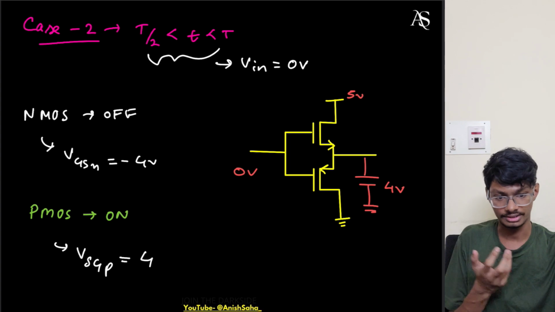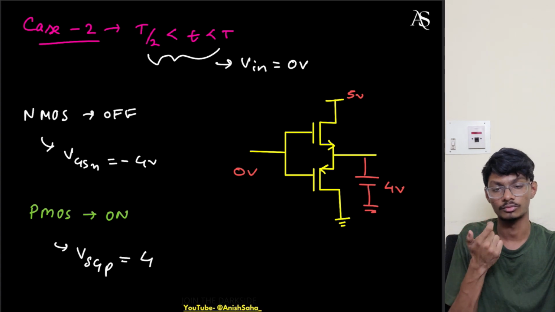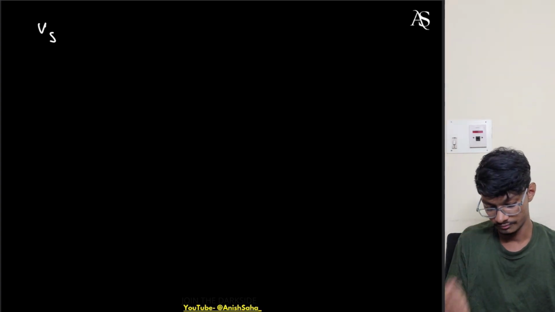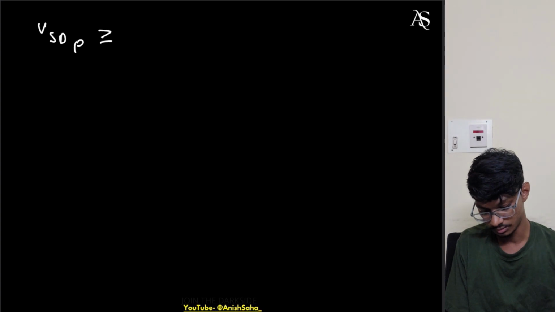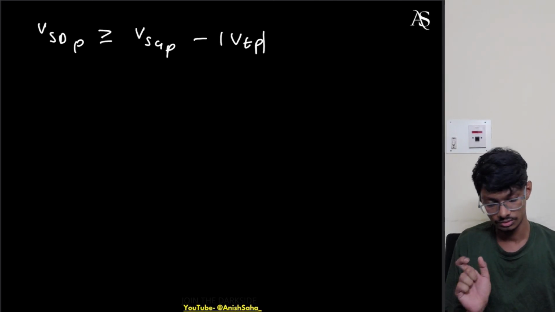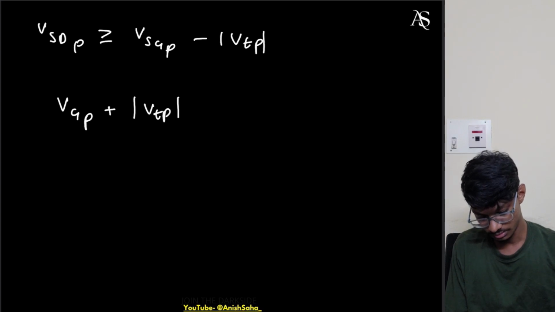In this case also we can simply check the saturation condition. The source will again get cancelled out and we will only be left with the drain and the gate. But this time I will write down the equations so that you will understand it better. For it to remain in saturation, VSDP should be greater than or equal to VSGP minus the mod of VTP. The source cancels out, so we are left with VSGP plus the mod of VTP greater than or equal to VDP.